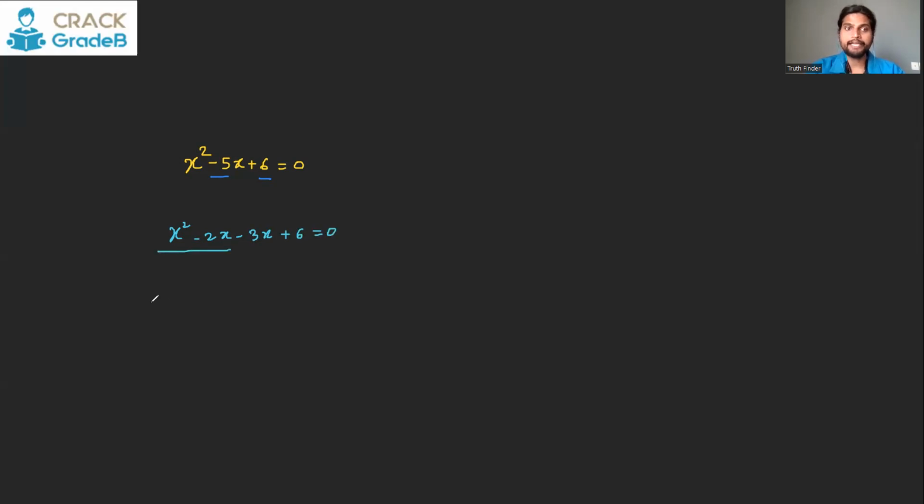Then from the first part, you take x common. So what remains inside the bracket is x minus 2. From the second part, you take -3 common. So what remains inside the bracket is x minus 2. And then from this side and this side, we take x minus 2 common. So what remains inside the bracket is x minus 3. That means this expression can be written as product of these two.